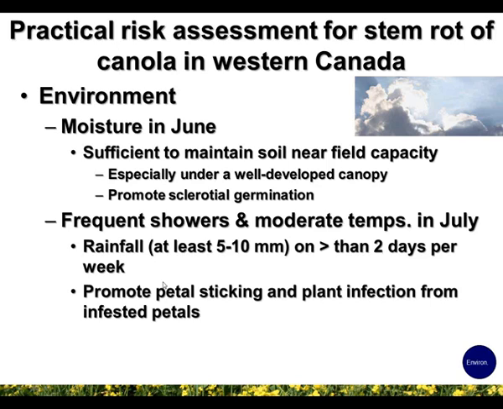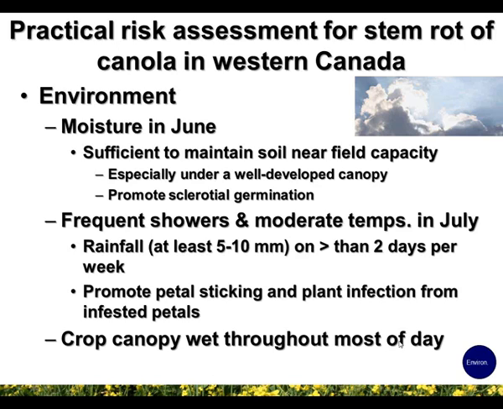You need humid conditions within the crop canopy, because that will actually tend to allow the petals to stick to the plant. If it's completely dry in that crop canopy, those petals that lodge and fall off do not stick to the plant and thus can't contribute to the infection.